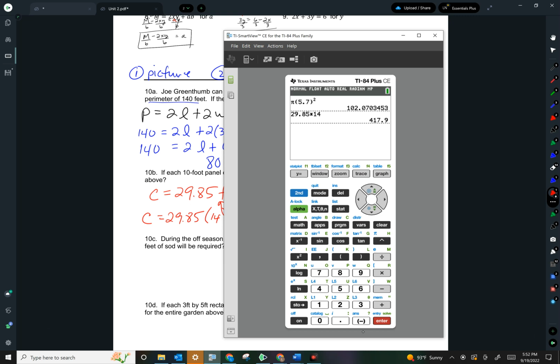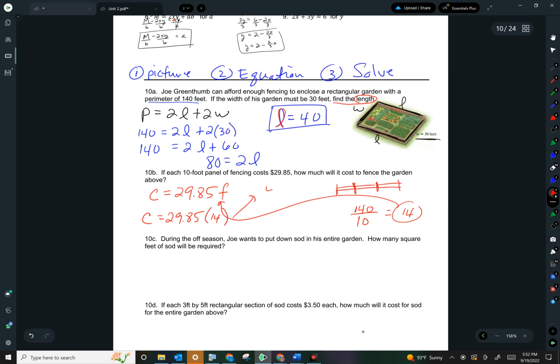So the cost is going to be $417.90. Okay, did I answer what they were asking? The question was, what's the total cost to fence the garden? And I think that's what I found. Okay, so look at number 10.